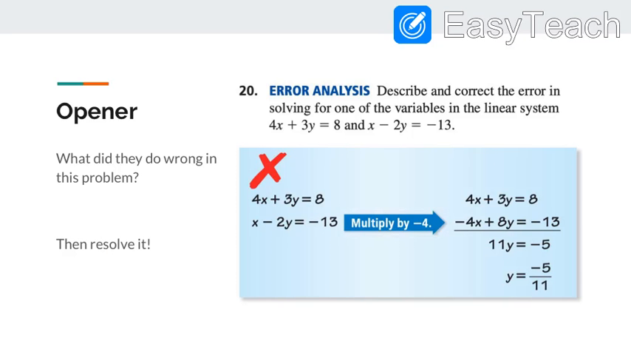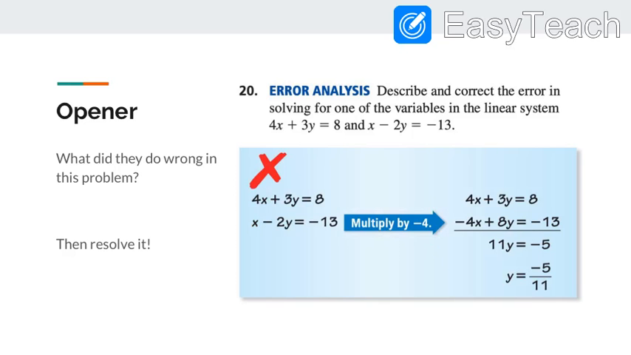So the first thing we're going to look at is what they did wrong in this problem. And we'll notice it right away that they say that they need to multiply by -4. And this makes sense because they probably want to cancel out the 4x with a -4x. And that would work well. However, when they do that, they have to make sure they multiply all three parts by -4.